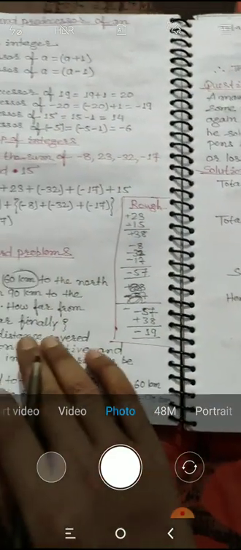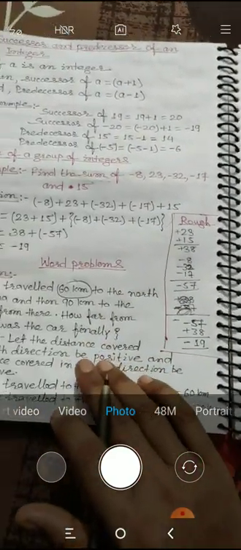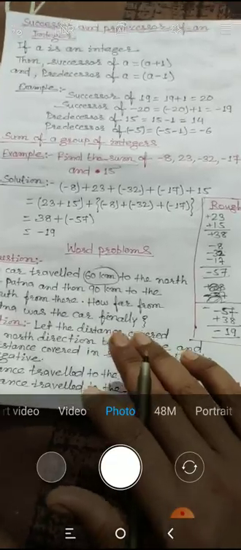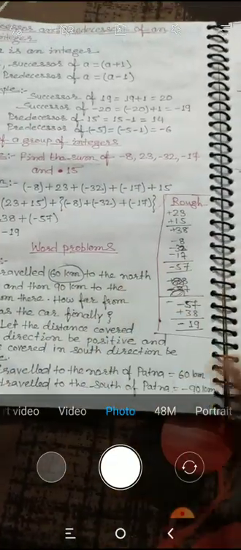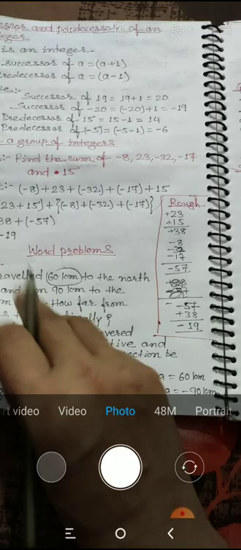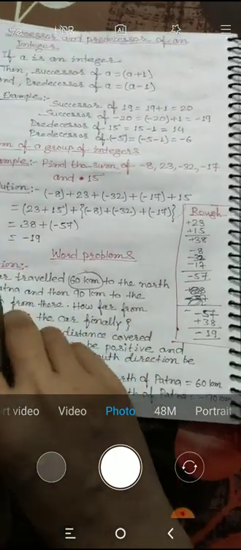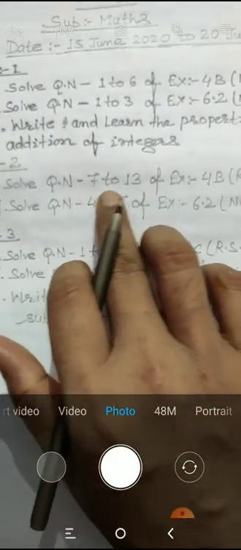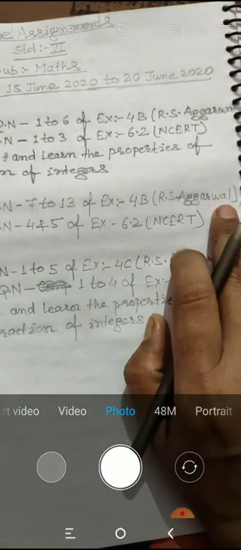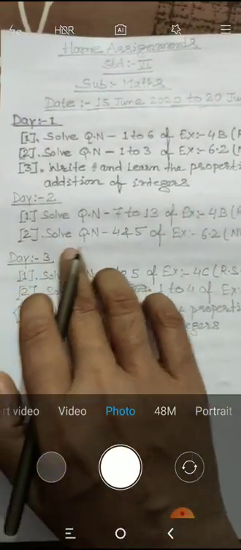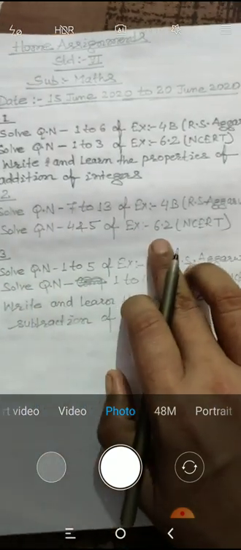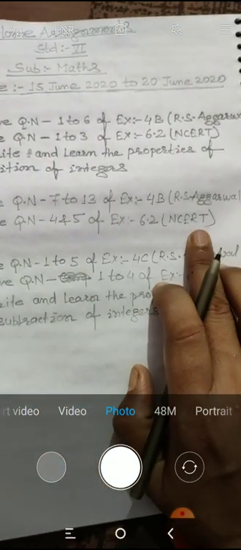So I have explained to you today the successor and predecessor of an integer, how to find the sum of a group of integers, and some word problems. Now dear students, with the help of this explanation you need to solve. Today's homework is to solve questions 7 to 13 of exercise 4.3 of R.S. Agrawal book, and questions 4 and 5 of exercise 6.2 of NCERT book. So this is today's homework.